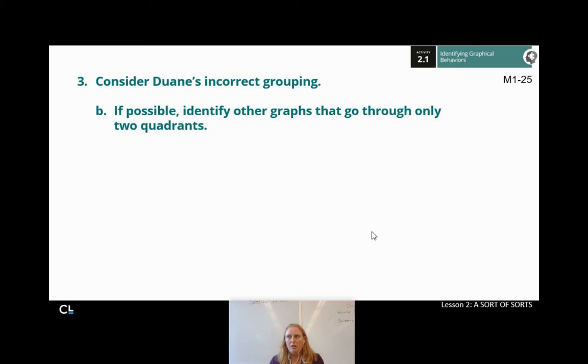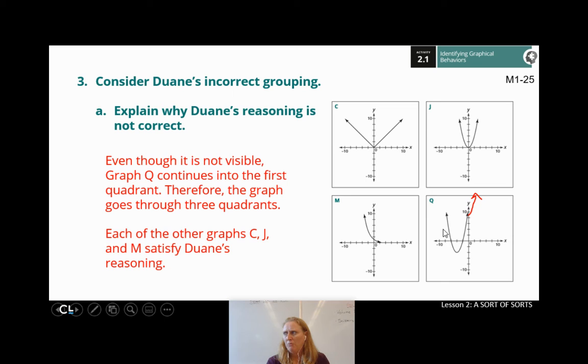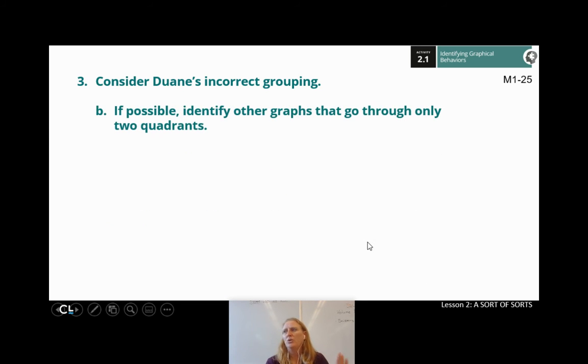So again, there's probably more of these. So if possible, identify other graphs in your stack that go through only 2 quadrants. Don't give me C, J, M, or Q, and we know Q is bad anyway. We already got those. Look for more graphs that go through only 2 quadrants. And again, write the letters down in your book so that we can keep using our graphs. Hit pause to work this out. Hit play to check your work.